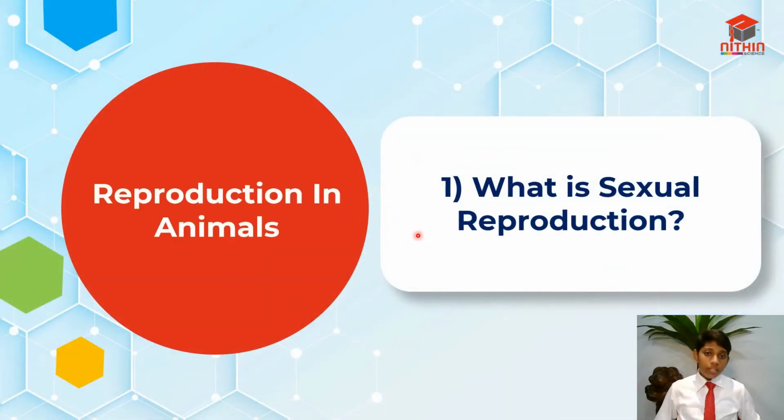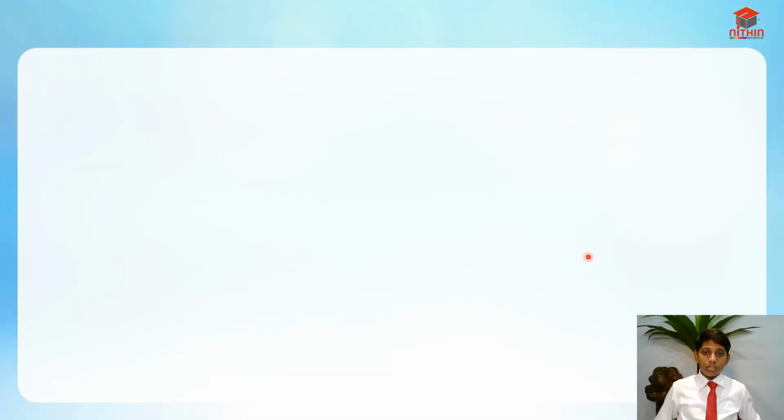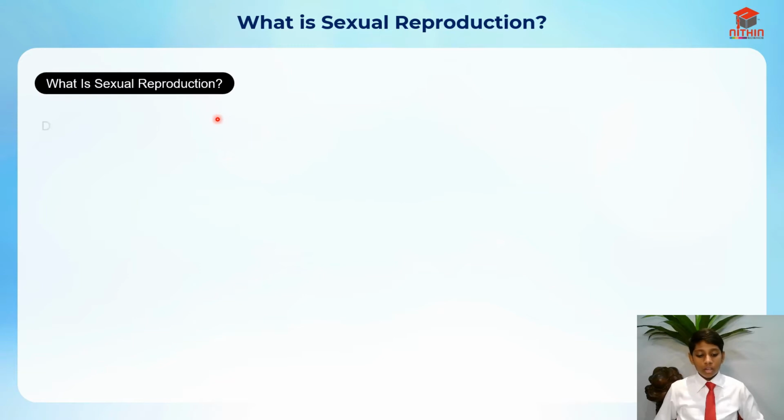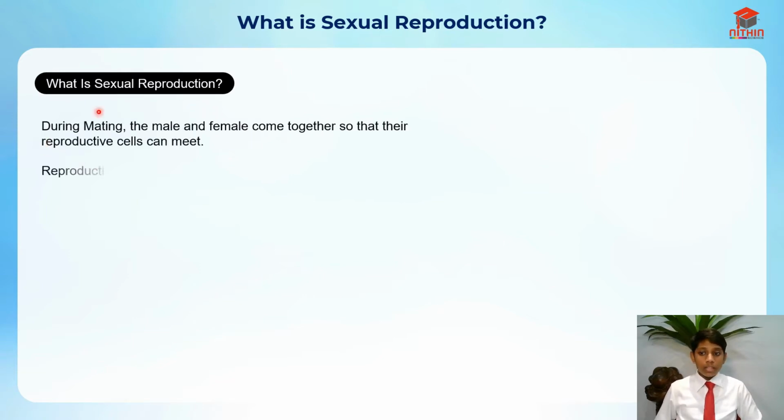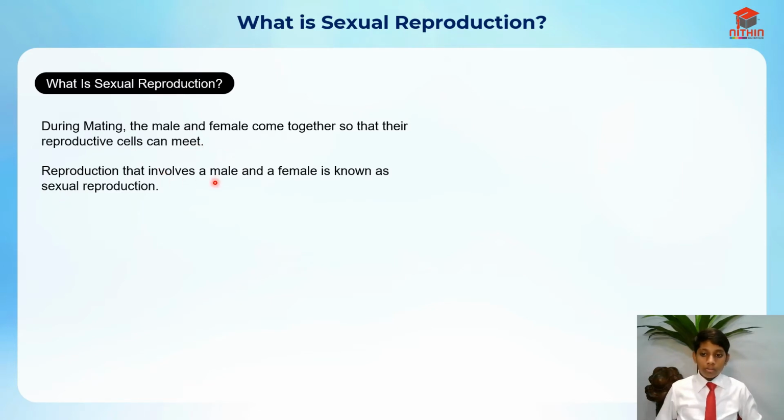For the first segment of this video, I am going to go through what is sexual reproduction. So what is sexual reproduction? Sexual reproduction is basically during mating, the male and female come together so that their reproductive cells can meet. Reproduction that involves a male and a female is known as sexual reproduction.